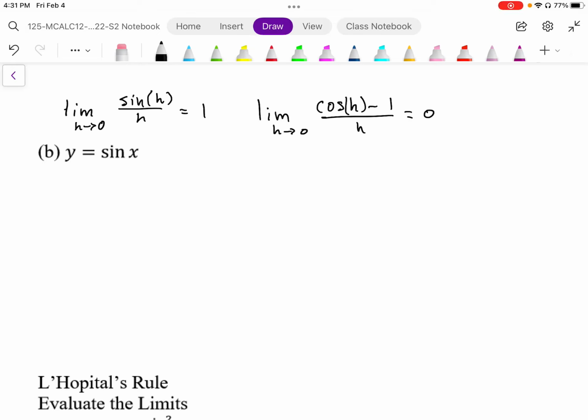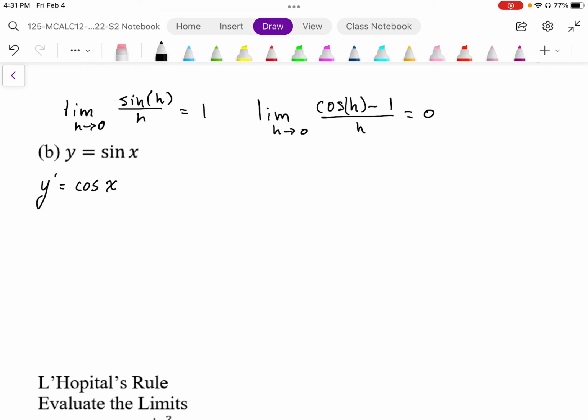For this example here, the derivative of sine is cosine. Now, to do this using the definition of the derivative, we actually need to have two identities. One of them is the limit of sine h over h equals 1, and the other one is the limit of cos h minus 1 over h as h approaches 0 is equal to 0.